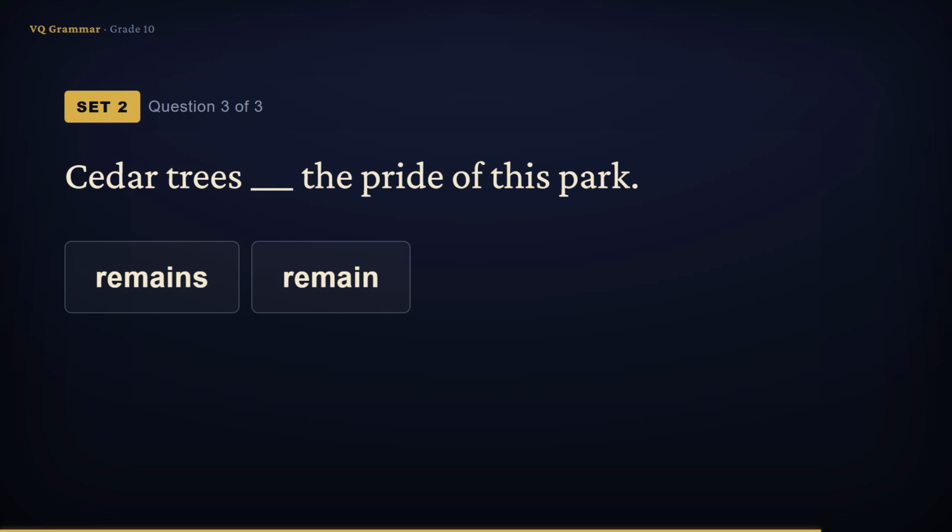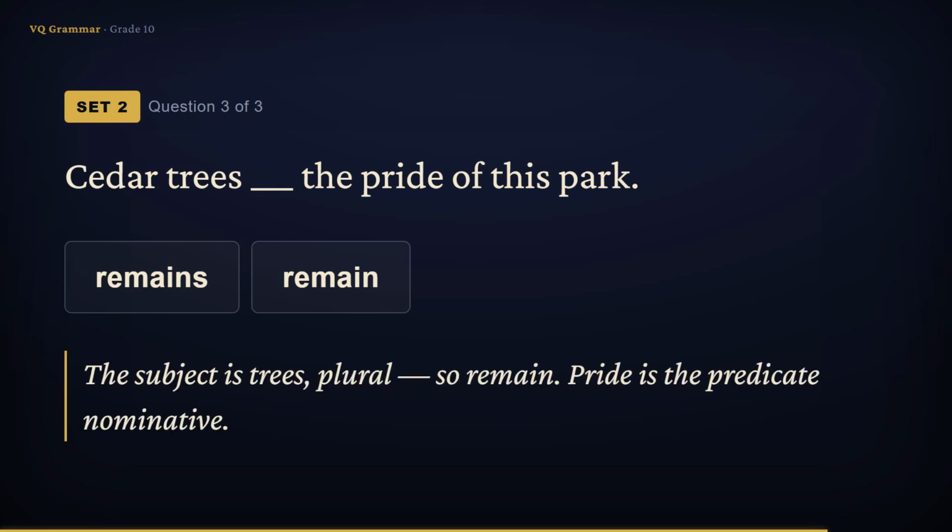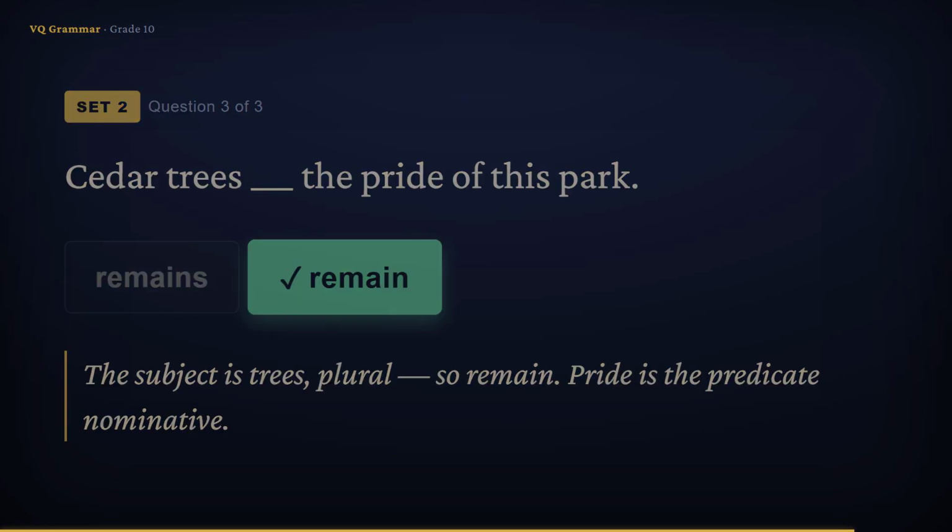Cedar trees, blank, the pride of this park. Remember, the rule works for every linking verb, not just be. The word pride is singular, but it comes after the verb, so ignore it completely. The subject is cedar trees, and that is plural, so the answer is remain.